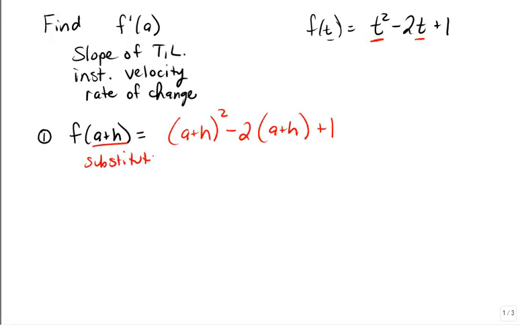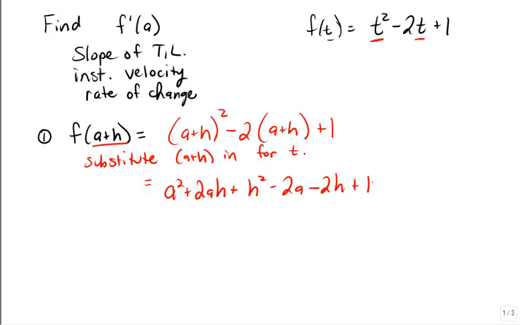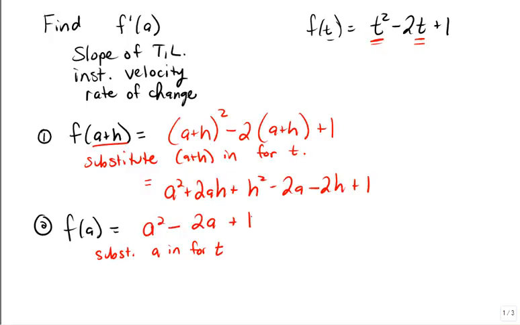Substitute a plus h in for x or t. In this case, I use t. Okay, multiply that out. Let's FOIL it. Okay, second step, find f of a. Well, that means substitute a in for t. So again, wherever there's a t, I'm putting an a. So that's a squared minus 2a plus 1.